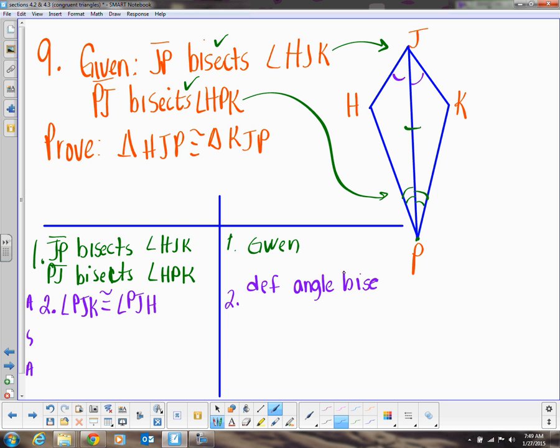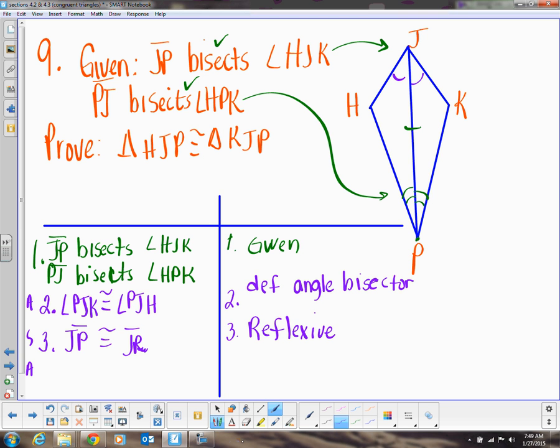And I'm going to be very picky. If you just tell me definition of a bisector, I will not give you credit for the reason because we have several. All right. What pair of sides do we have, Devin? JP is congruent to JP, and the justification for that was reflexive.